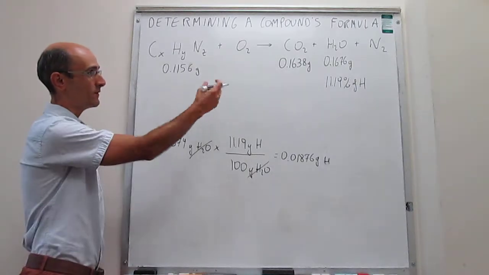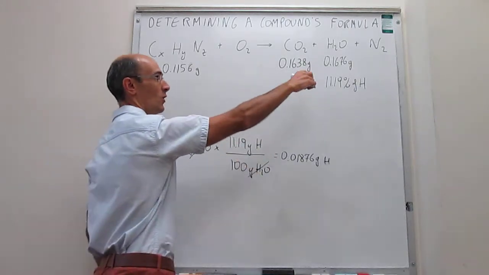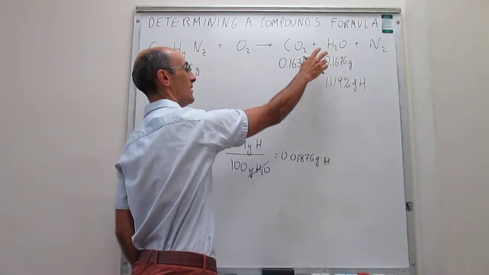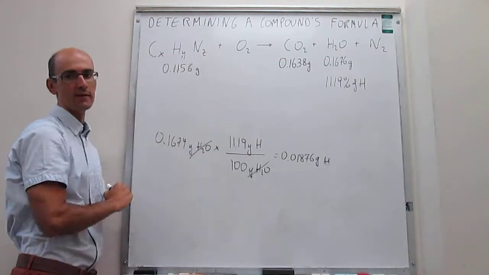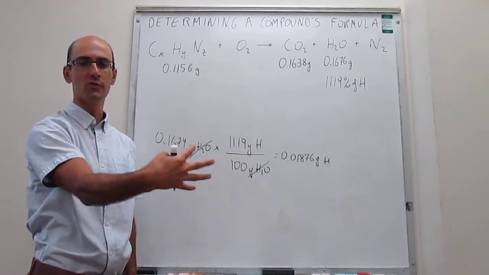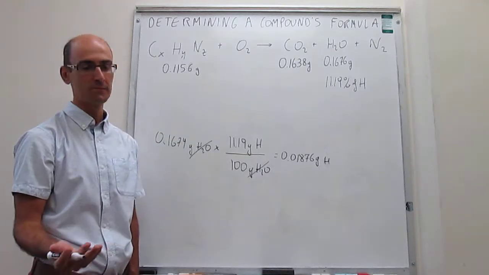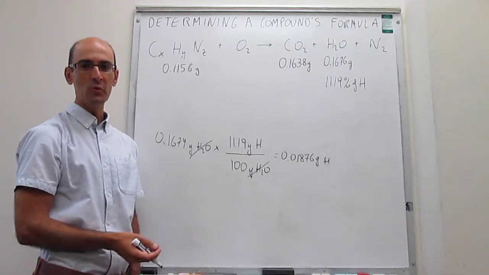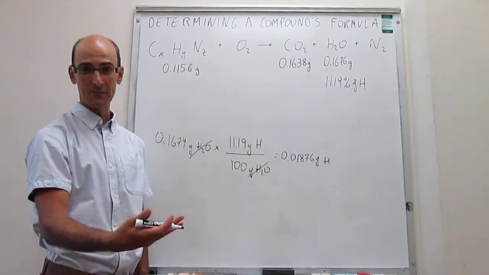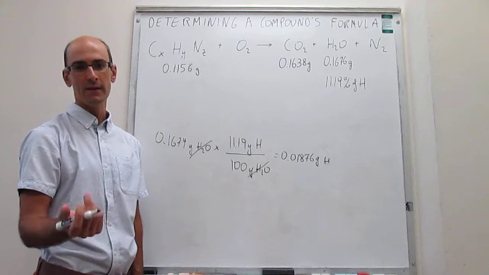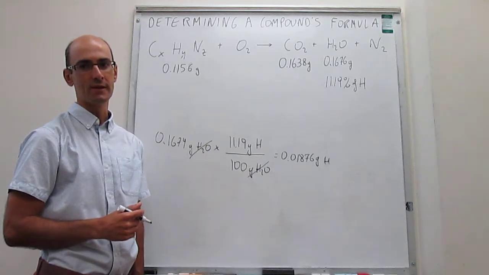So I already have the mass of hydrogen. Notice that the beauty of this setup is that whatever mass of hydrogen I have right here must be exactly the same mass of hydrogen that I had in the reagents, because the reaction goes to completion and hydrogen does not appear in any other product. Proceeding this way, we can then calculate the mass of carbon that we have in CO2, and we could also do the mass of nitrogen.